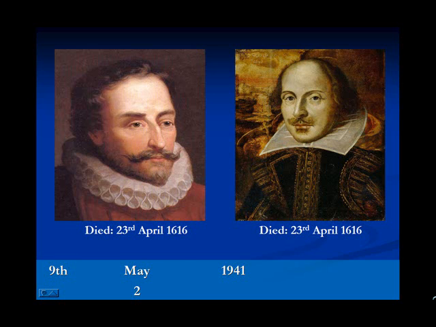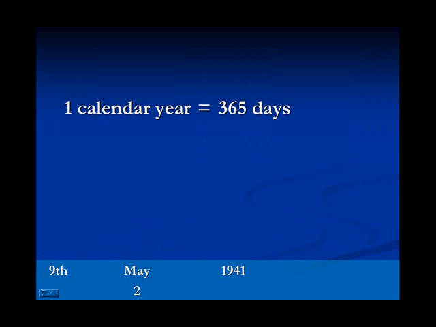This is because Spain was using the Gregorian calendar and Britain was using the Julian calendar. But still, this coincidence has led the United Nations and UNESCO to name the 23rd of April World Book Day. But what have we learned? One calendar year is 365 days. In other words, that's 52 weeks and 1 day. So every year, the day moves on 1.